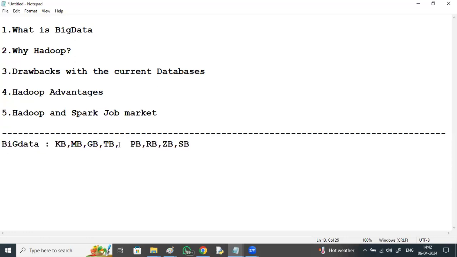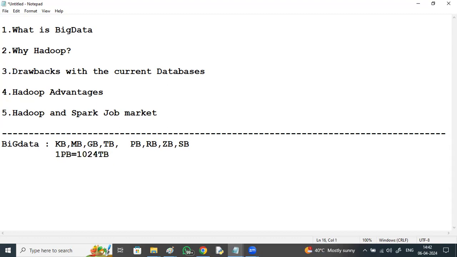But petabytes of data, is it getting generated in the real world today? Examples of petabytes of data generation: 1 petabyte equals 1024 TBs, and already 1 TB is a large storage unit.